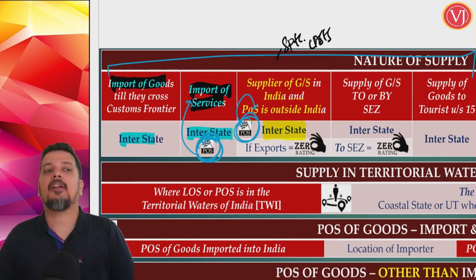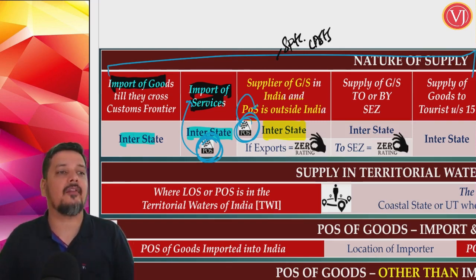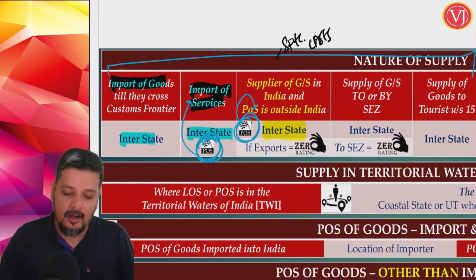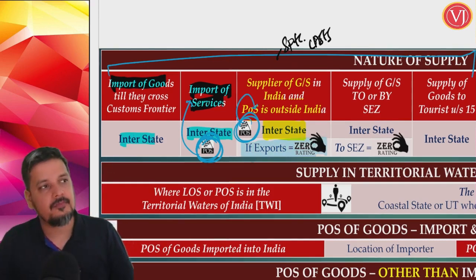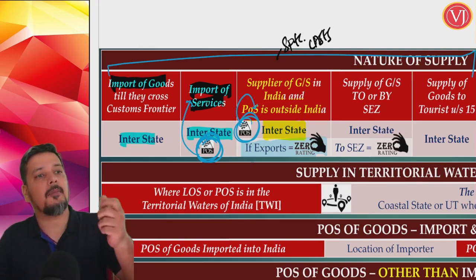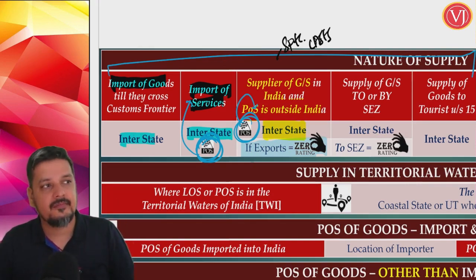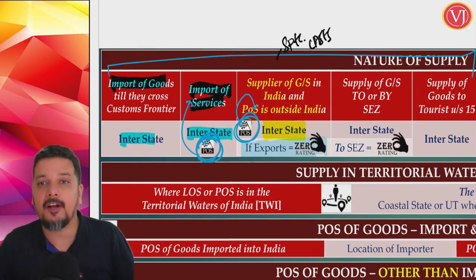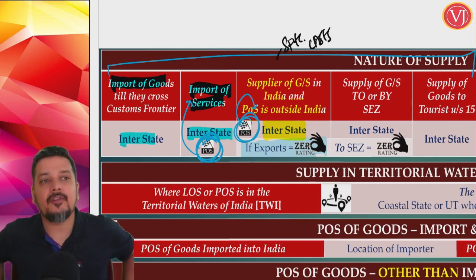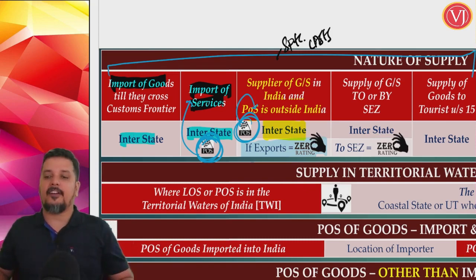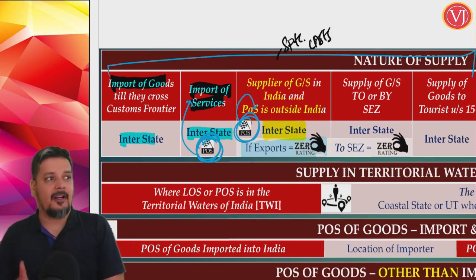And people always think that if it is India to USA, it is always export. No, it is not always export. It may be export, it may not be export, because for export, you have to receive convertible foreign currency. So don't think that if LOS is in India and POS is outside India, it is always export.